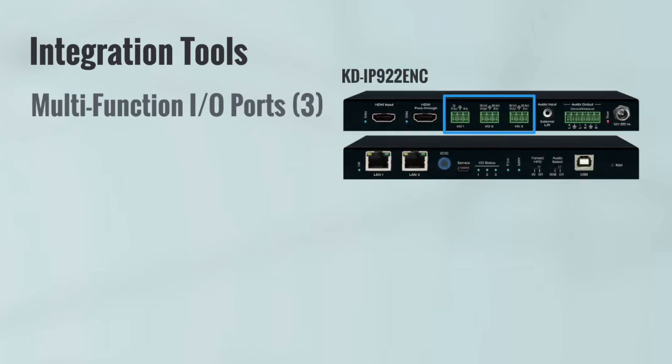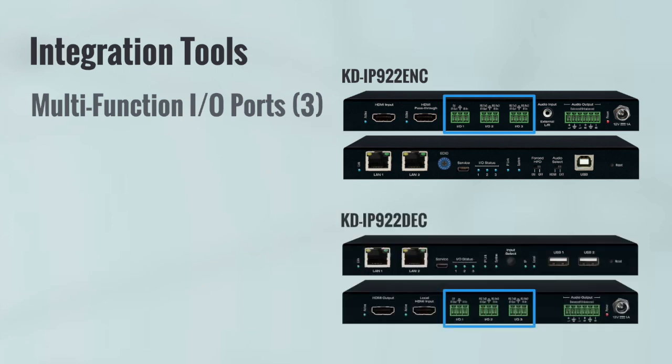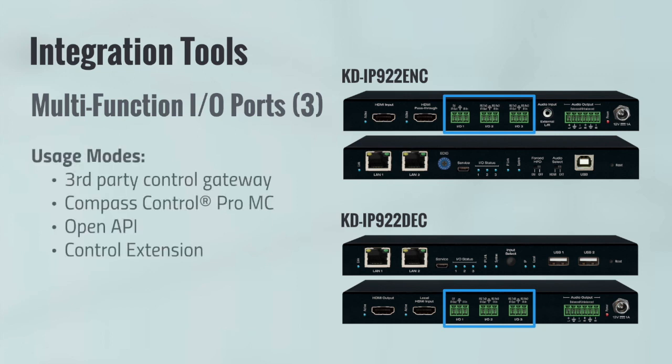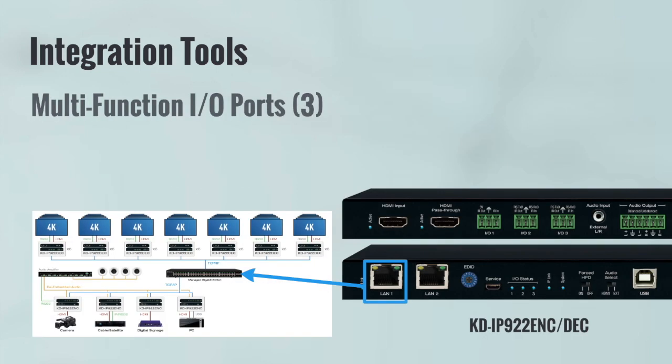Perhaps what is most flexible and most powerful, though, with the IP922ENC and DEC are the three multifunction control ports. They can be set as IR, bidirectional RS-232, or voltage triggering. There are 4 different modes of usage for these 3 I/O ports.